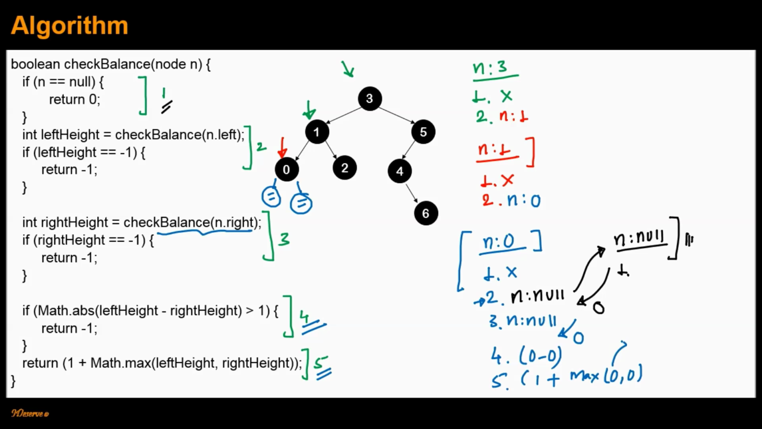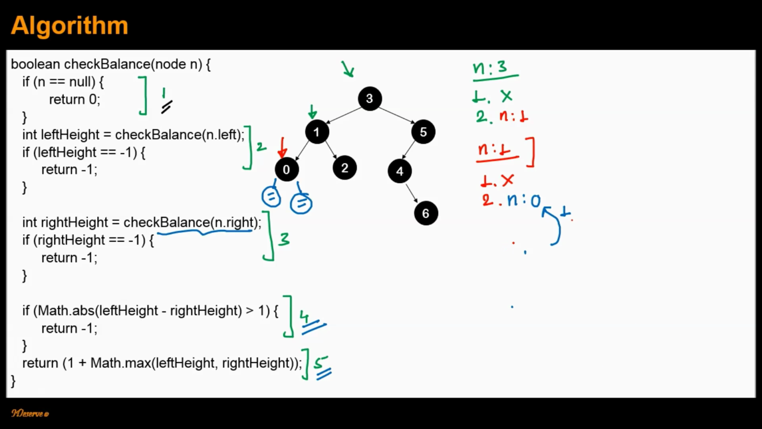So this 0 is returned from step number 2 and this 0 is returned from step number 3. So overall, from the call sequence where current node n is node 0, we are returning 1 plus maximum of 0, 0, which is 1. So this call sequence returns 1 here, right? I'll erase the completed call sequence for more space.